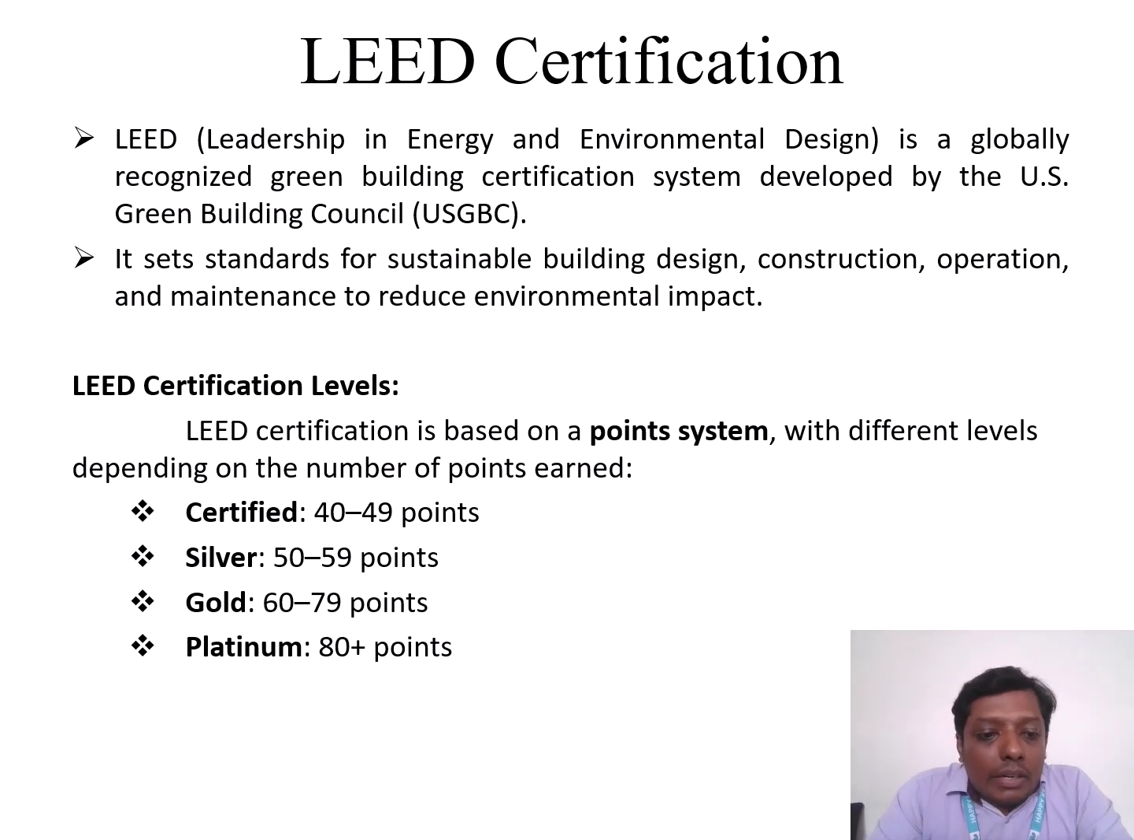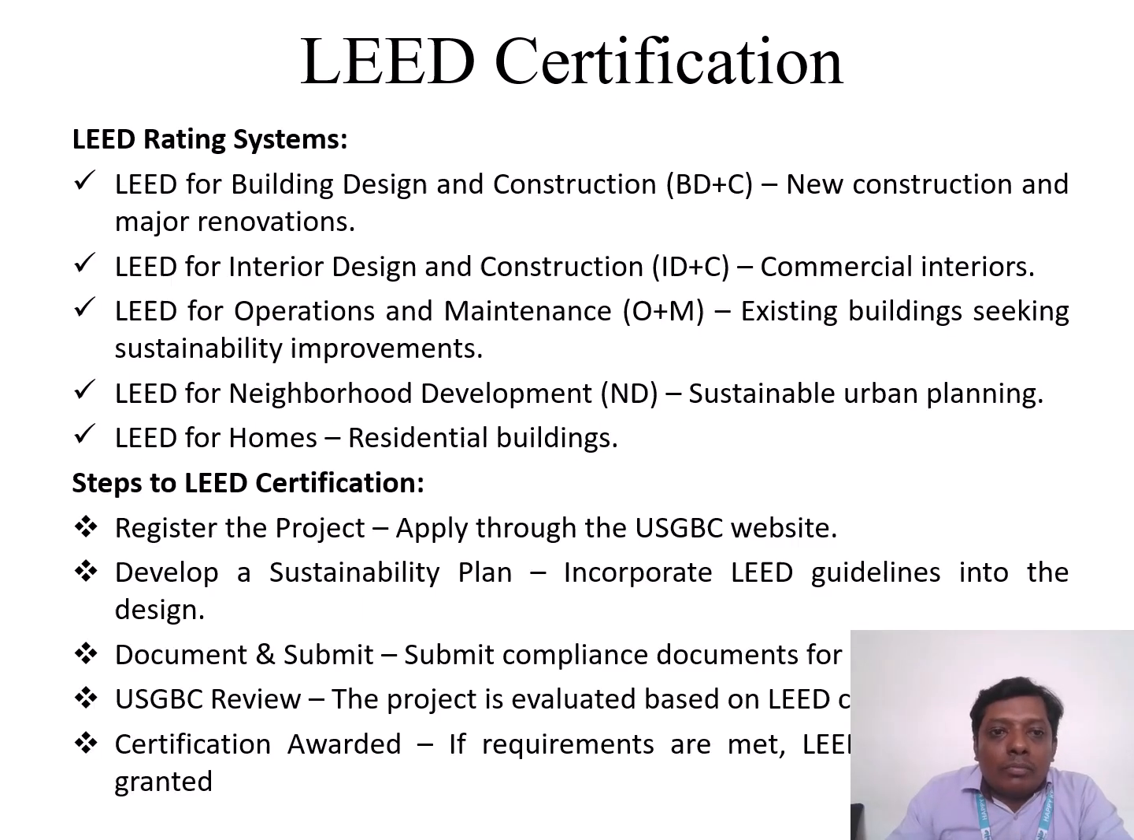LEED certification levels. First one is Certified, which means 40 to 49 points. Silver means 50 to 59 points. Gold means 60 to 79 points. Platinum means 80 plus points. So different levels are there for LEED certification.